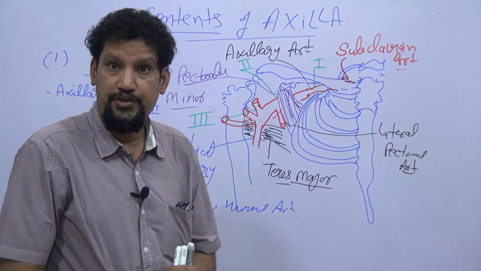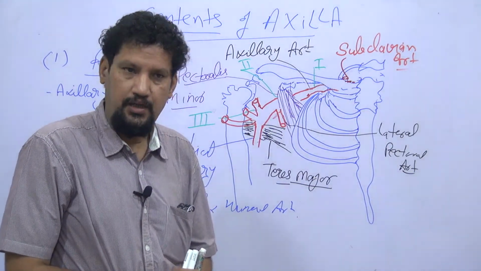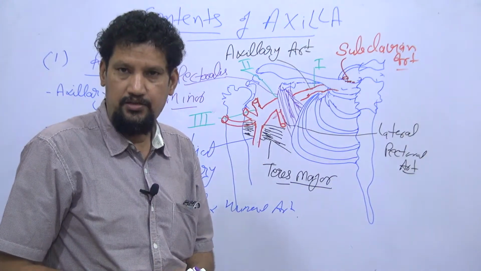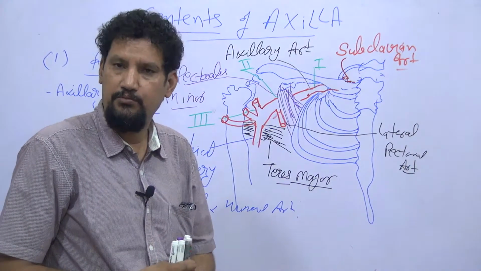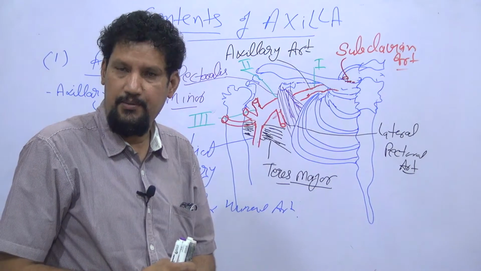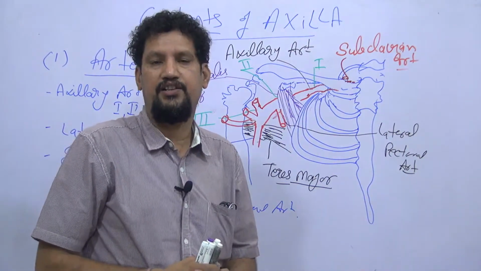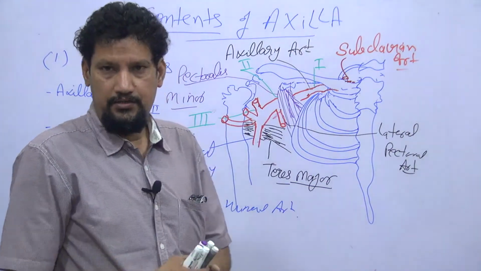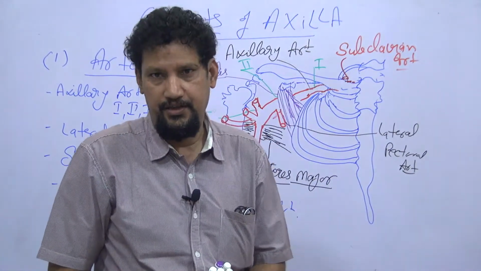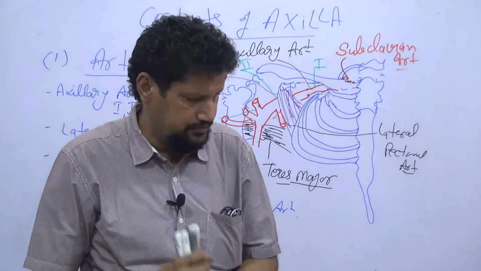Now the nerves, very important. The contents of the axilla are the nerves. As you all know, brachial plexus is having roots which are formed by anterior primary rami of the C5, C6, C7, C8 and T1. These are uniting, dividing, uniting again and dividing again to form a tangle or a grid of the nerves.